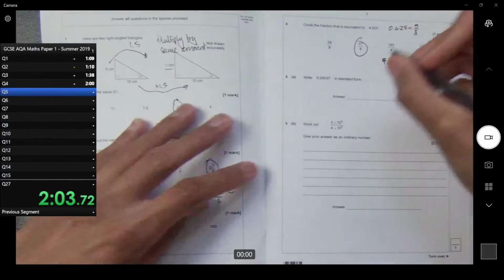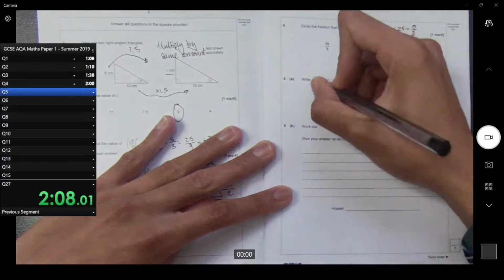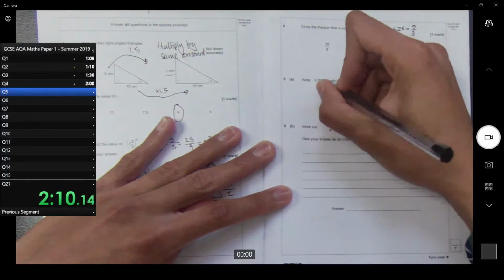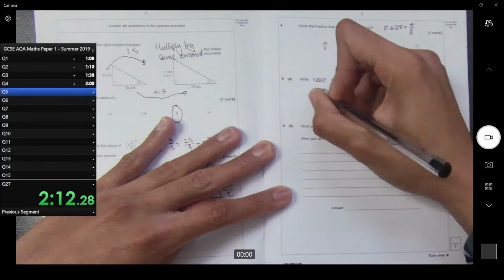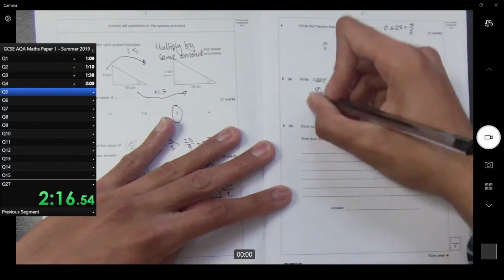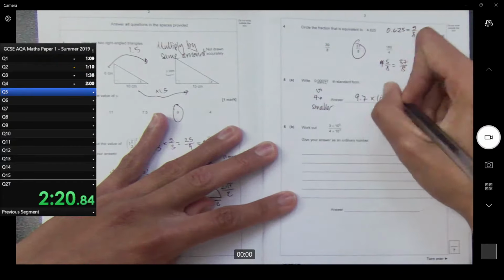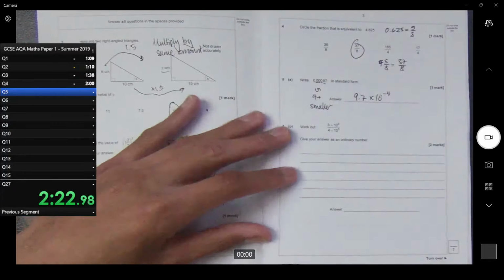Right, this is standard form, so we need a number between 1 and 10. So we need 9.7. 1, 2, 3, 4. So we move the decimal place 4 to the right. So smaller. So we have 10 to the minus 4.